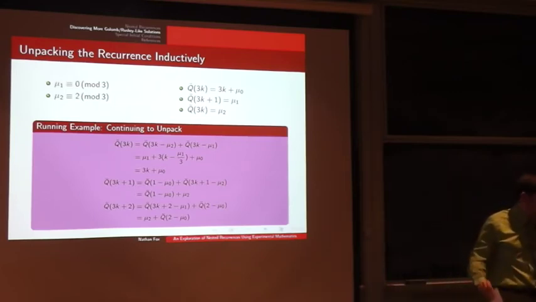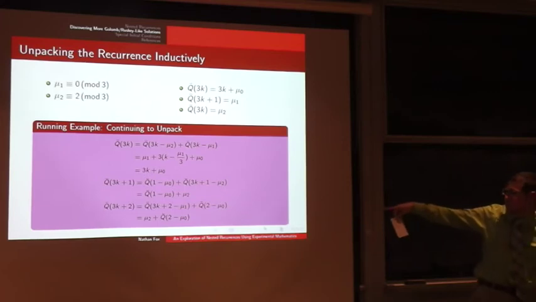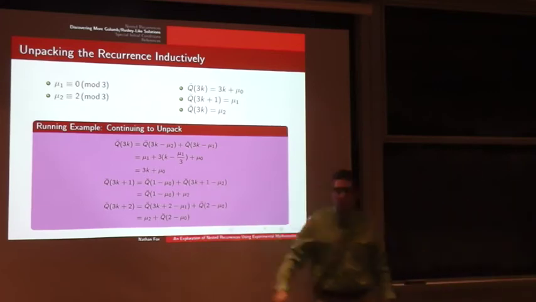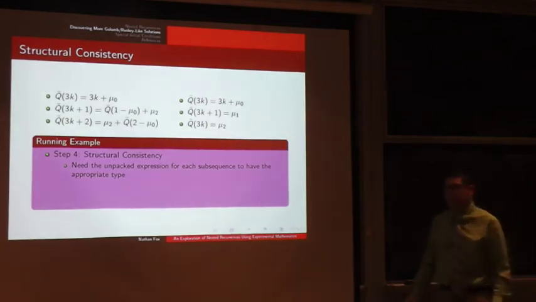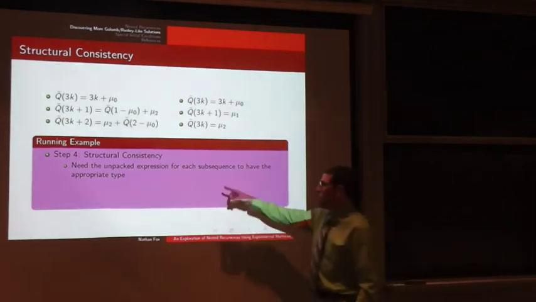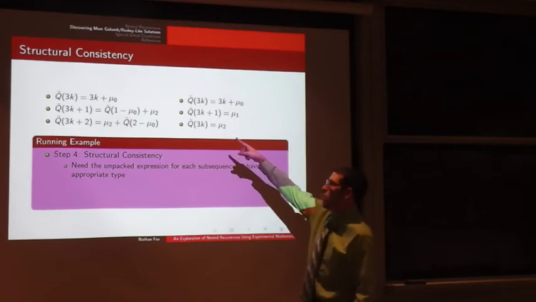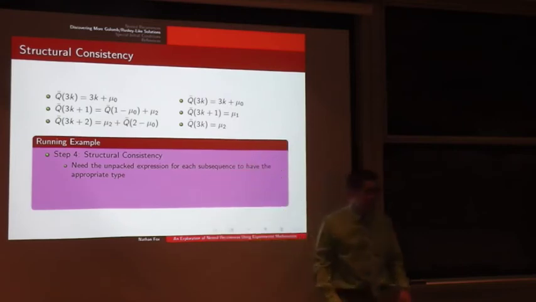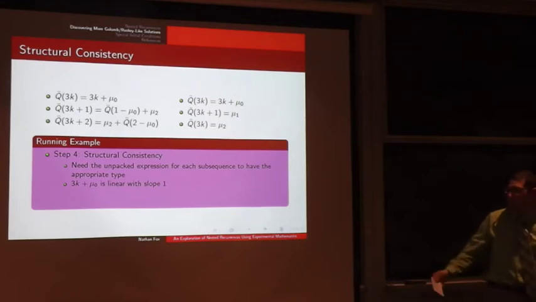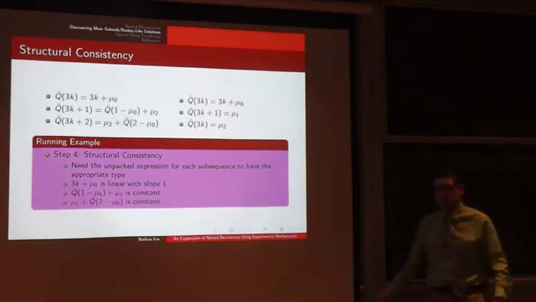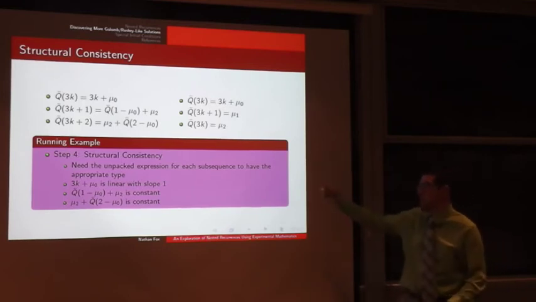So great, so that's where we are now. All of these expressions are in terms of constants except for this k here. Now we have to check to make sure things are consistent. We need to make sure we have the correct type of sequence come out of that unpacking. It turns out that the first expression we got is linear with slope 1, which is what we wanted. And these other 2 are constant, which is also what we wanted. So it passes this naive check.